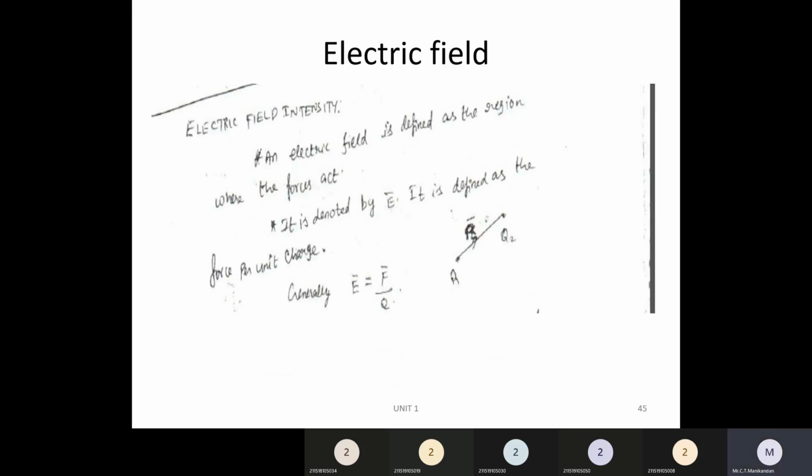Then you know about the electric field. Electric field is the region where the force acts. It is denoted by E. We can say force per unit charge is what we call the electric field intensity. So E equals F by Q, force per unit charge.